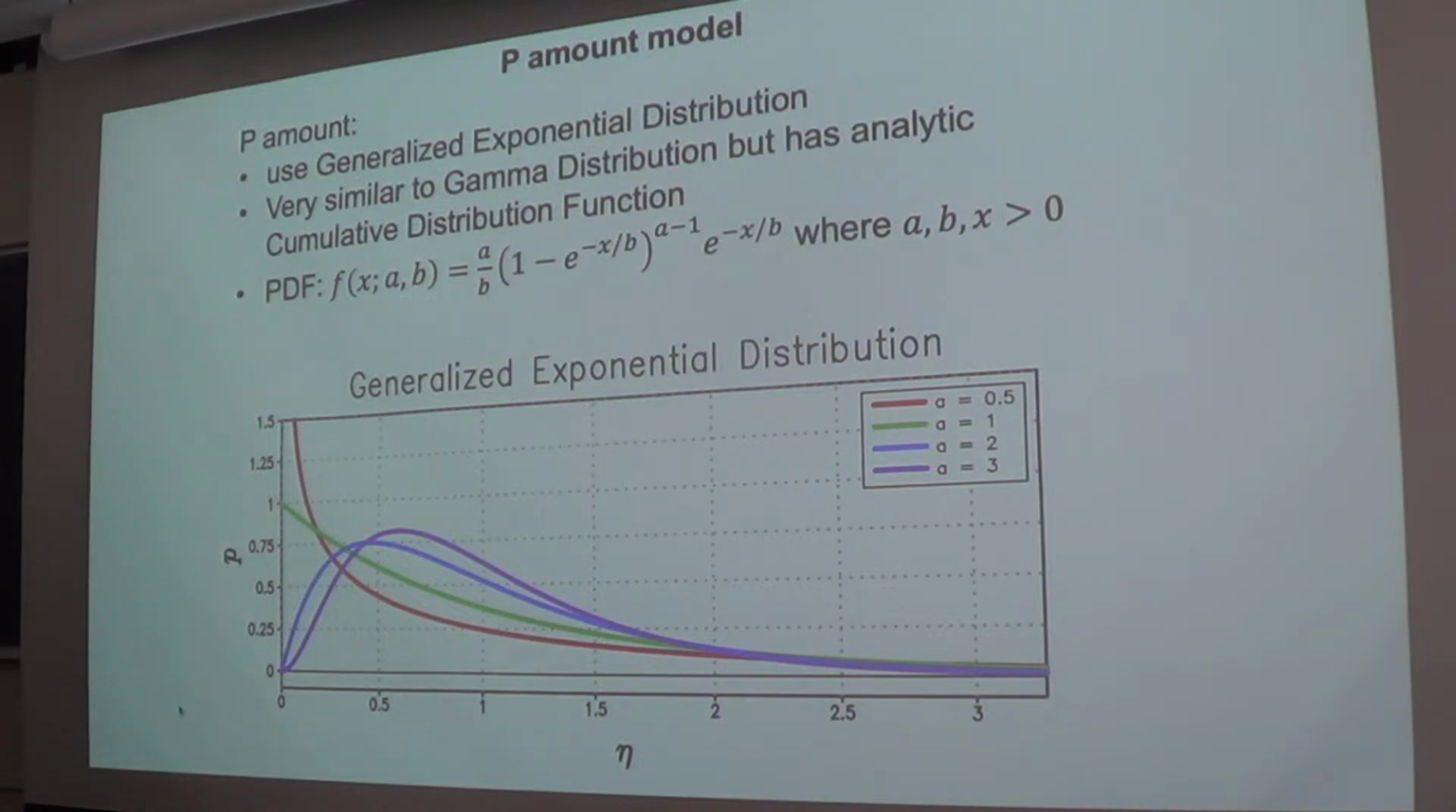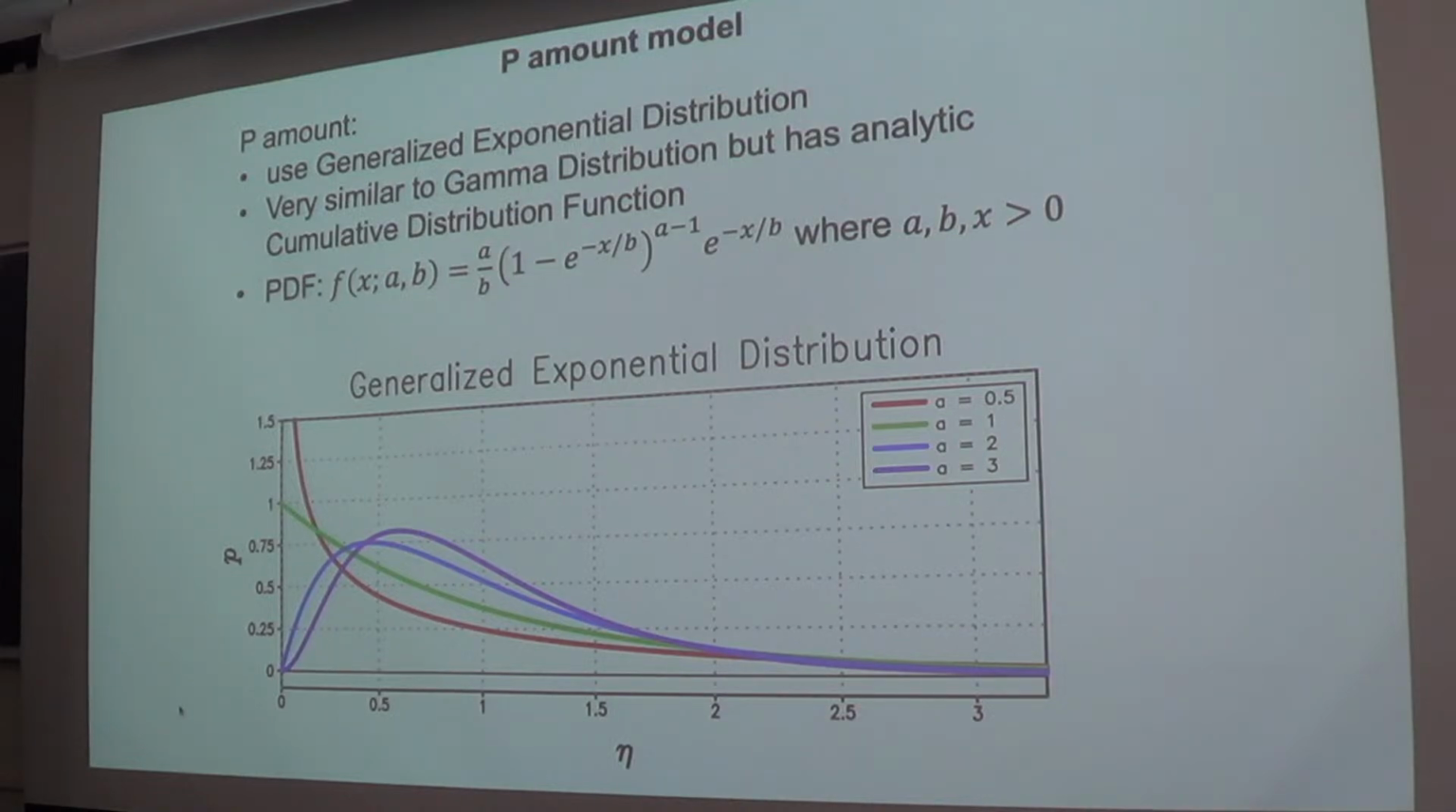So for precipitation amount, we're going to use this distribution called a generalized exponential distribution, and if you're familiar with the gamma distribution, it's essentially the same kind of thing. It's just easier to work with because it has an invertible CDF.